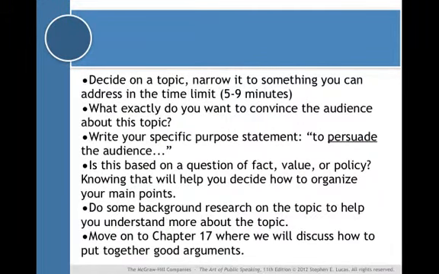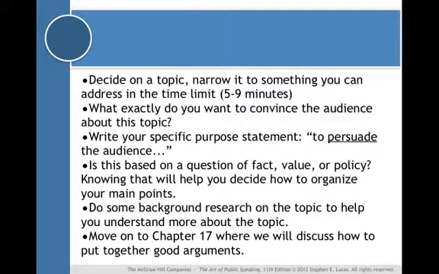All right, now that you understand persuasion, you understand the different kinds of questions that give rise to persuasive speeches, and some typical organizational patterns for those speeches. Now you really need to decide on a topic if you haven't already done so. I'd like you to make your topic one that you're interested in, that you have an opinion about, and that you think you might be able to convince the audience to agree with you about. Then narrow it down to something that you can address within the time limit of 5 to 9 minutes.